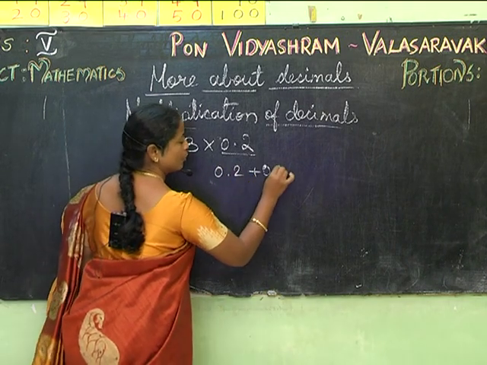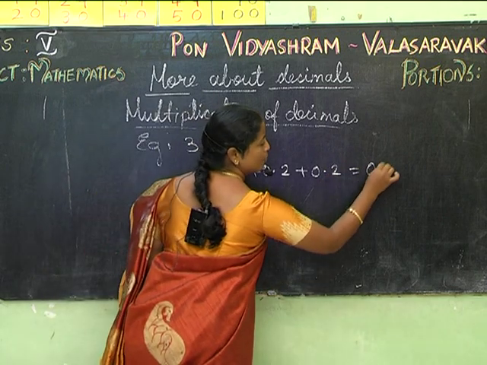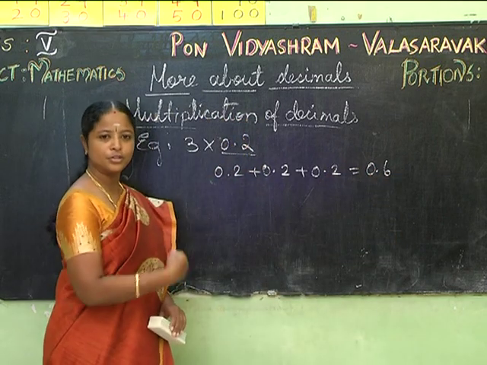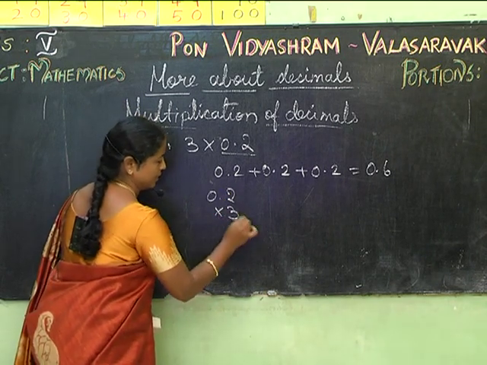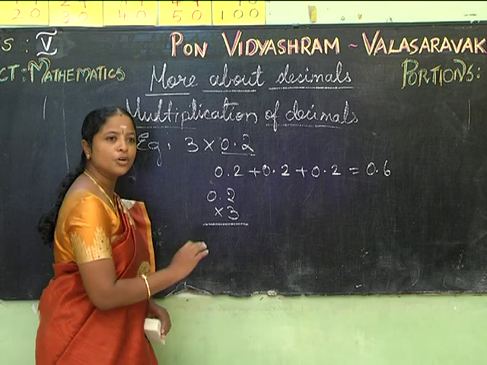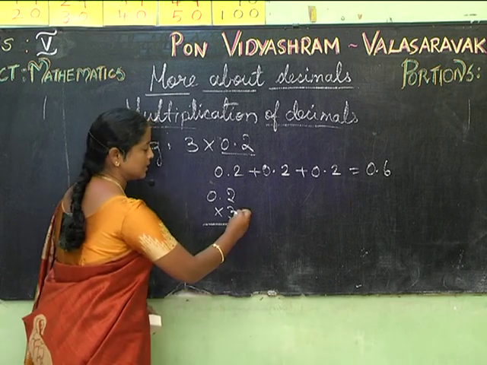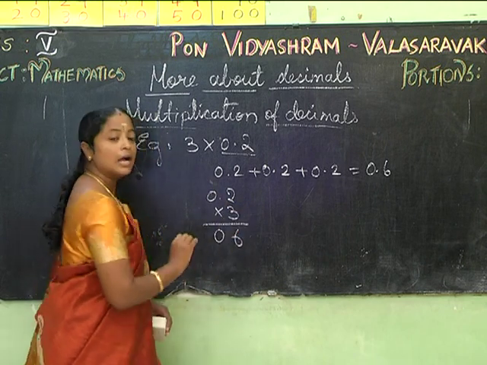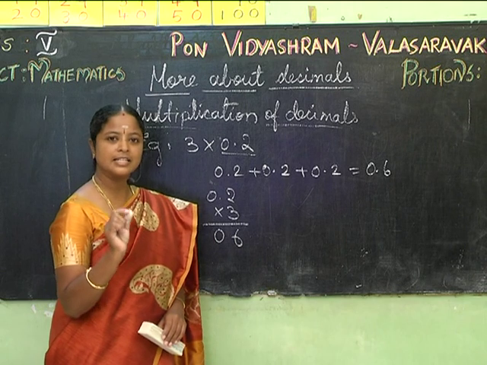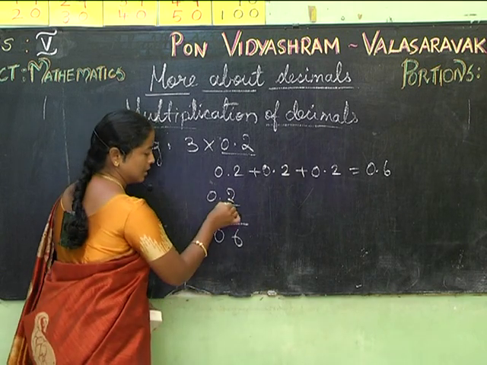0.2 plus 0.2 plus 0.2 is equal to 0.6. The same thing, if you're going to do it in multiplication, it will be 0.2 into 3. Here we are going to multiply as we multiply normal numbers, that is 3 2s are 6, 3 zeros are 0. Here we are going to place the decimal point according to the number of decimal places in the question.